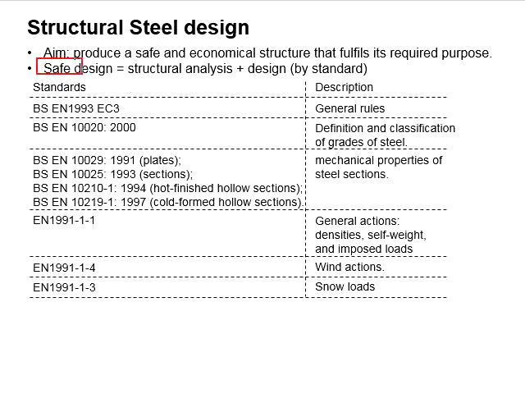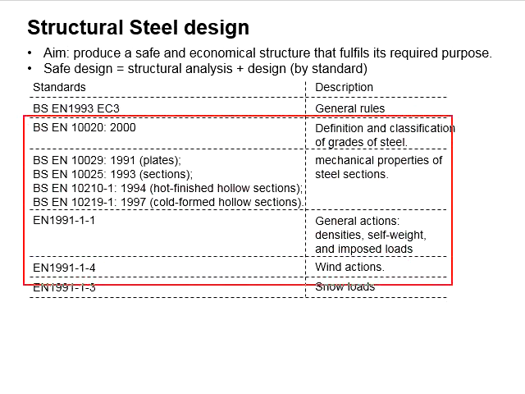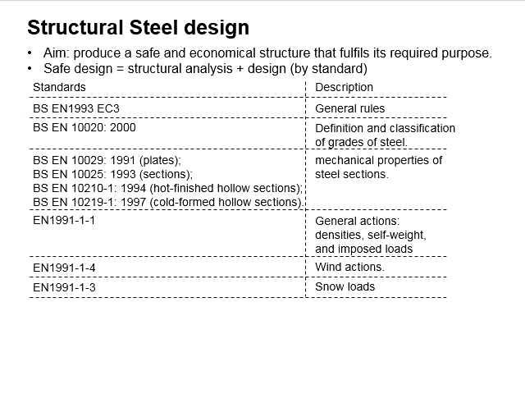Safe design consists of the analysis of the structure plus the design in accordance with the standards. Nowadays, the design of structural steel is all based on the Eurocodes, specifically Eurocode 3, which outlines the general rules of the design, and makes reference to some other Eurocode standards as listed.